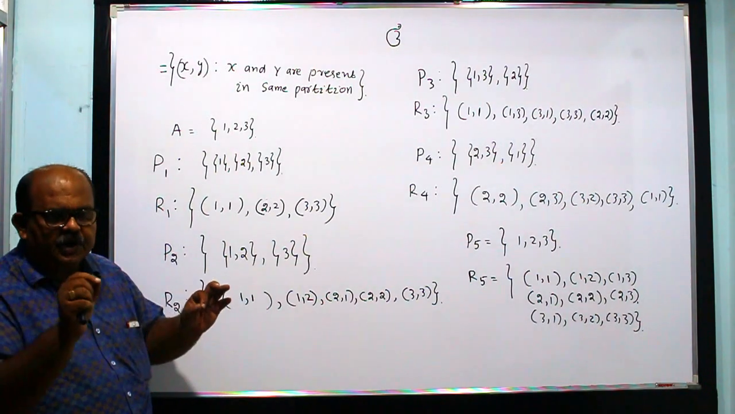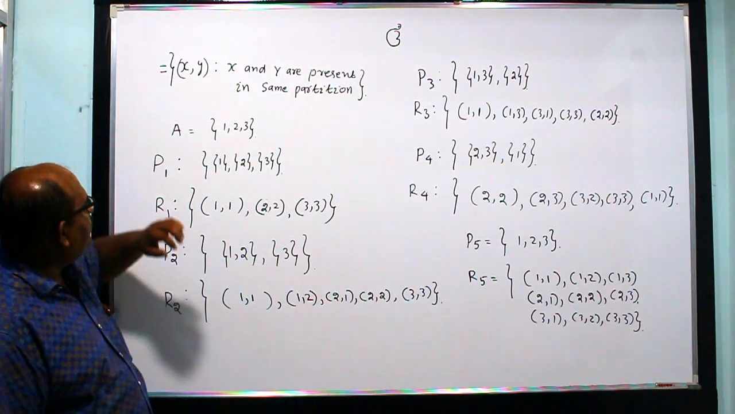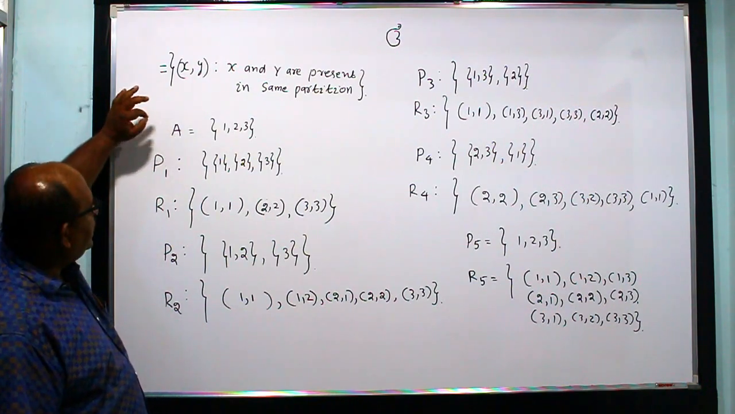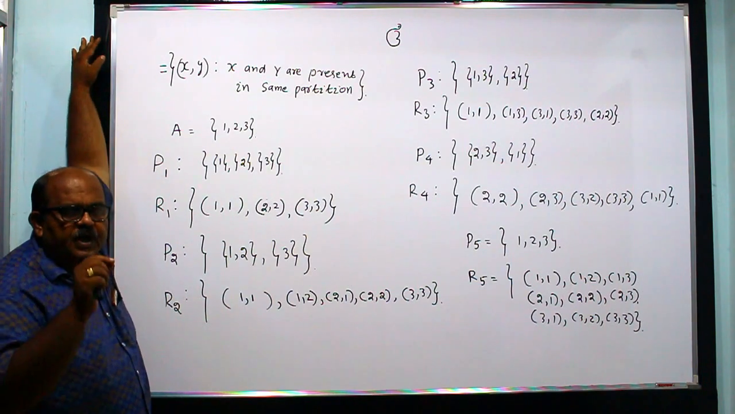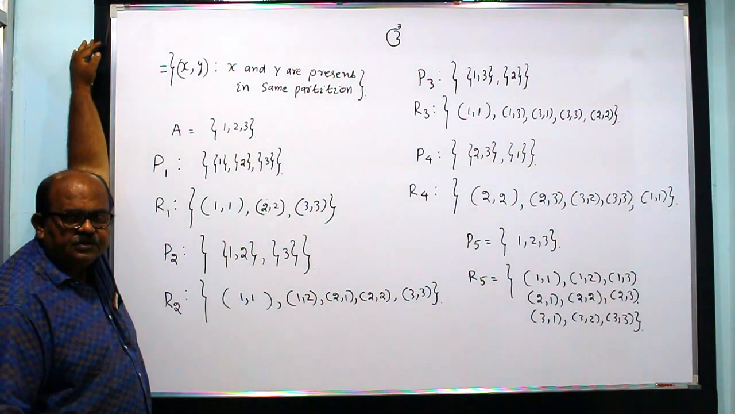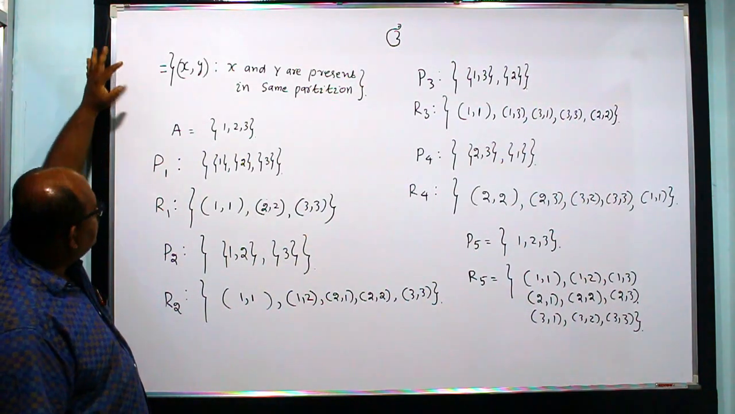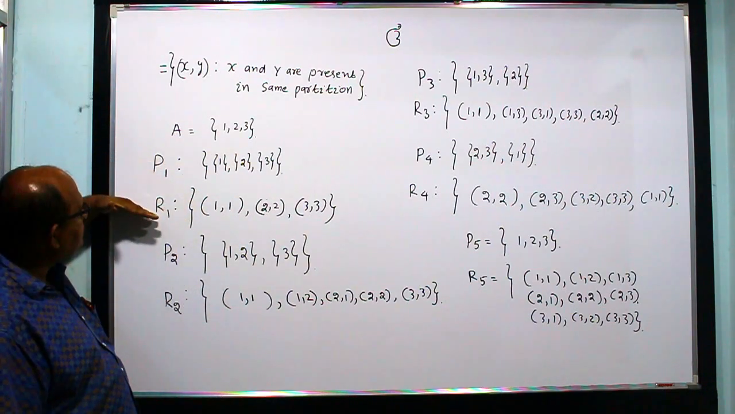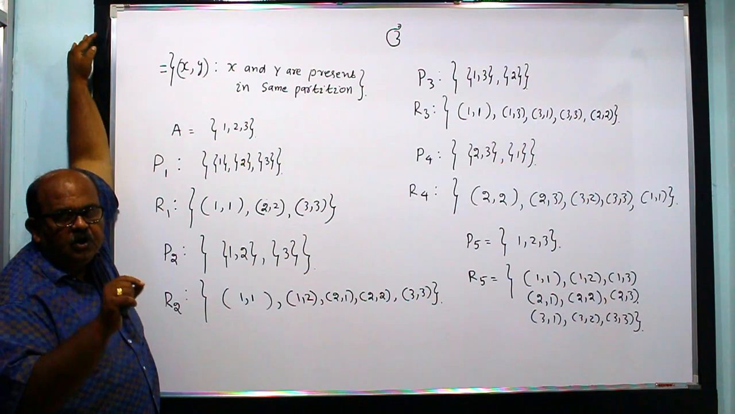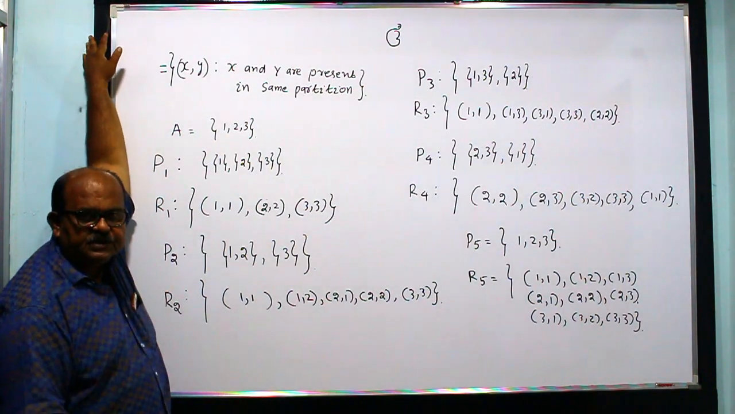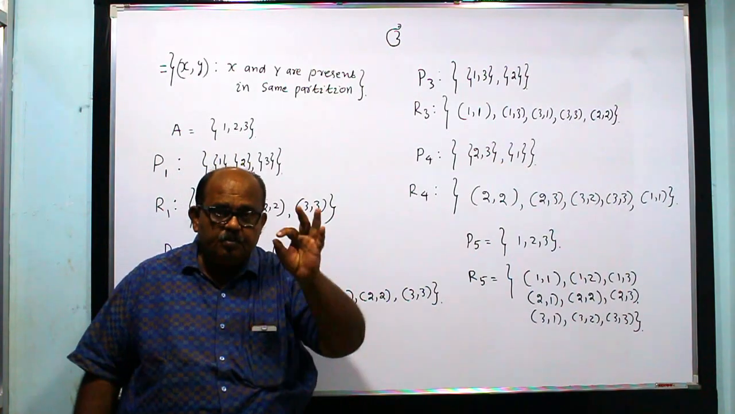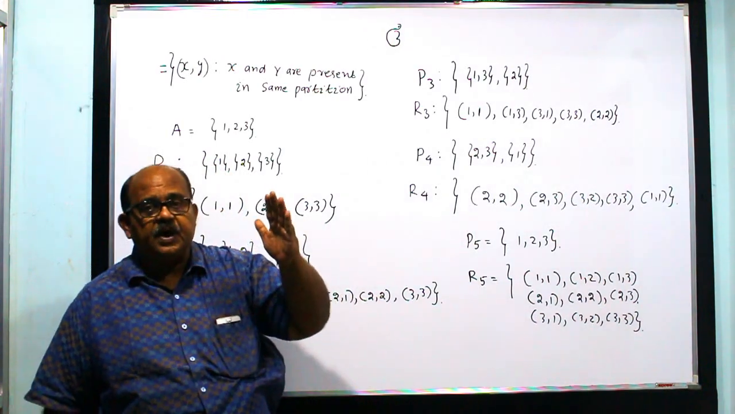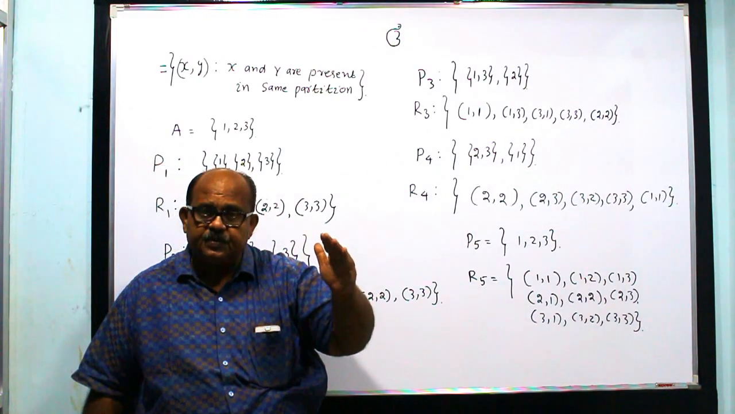Here is also a very important point. If asked how many equivalence relations of this set are present, or of any set, then we first find how many partitions are present. The number of equivalence relations of a set is equal to the number of partitions possessed by the set. Very important thing: the number of equivalence relations possessed by a set is equal to the number of partitions that can be developed from the set.